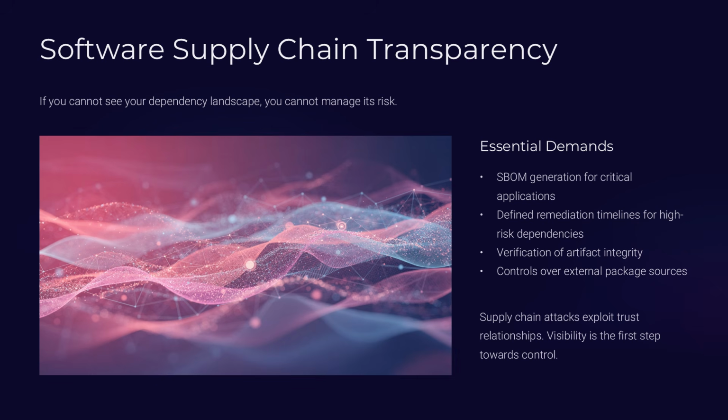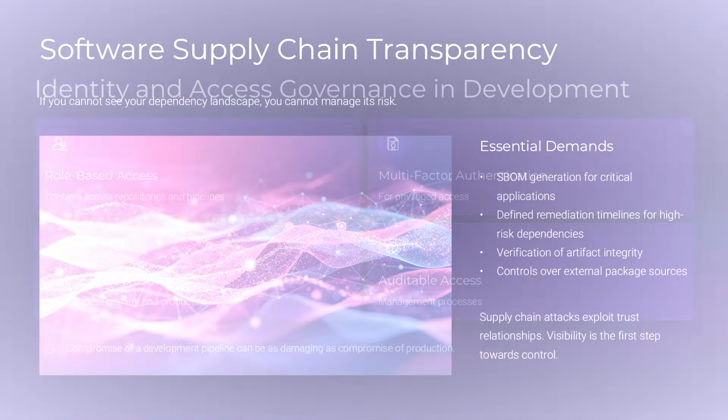Supply chain attacks exploit trust relationships. Without governance, your software inherits unknown risk. Visibility is the first step toward control.